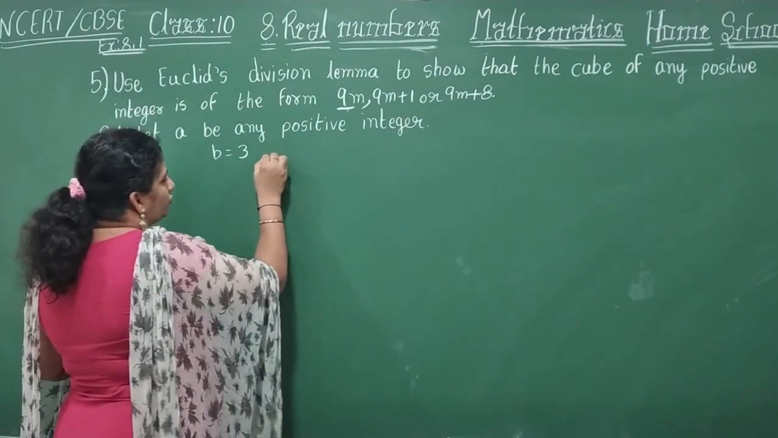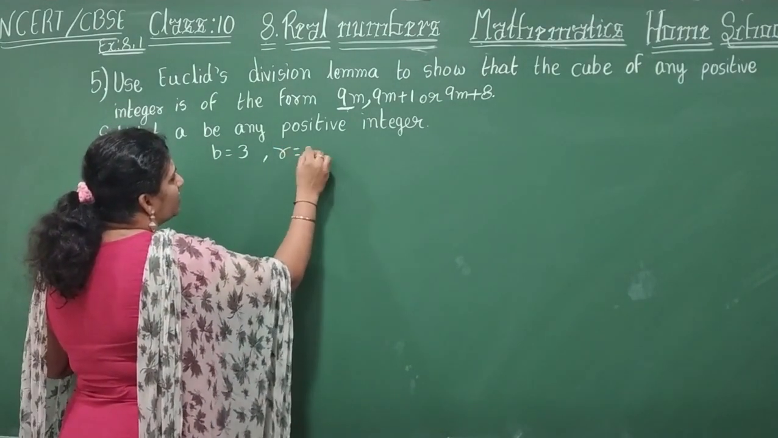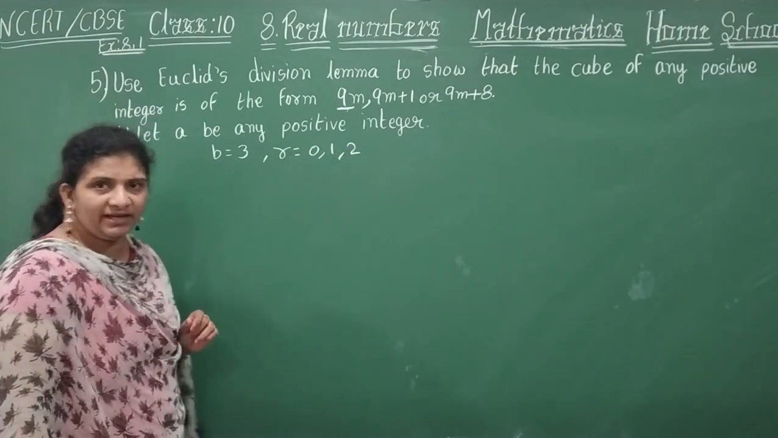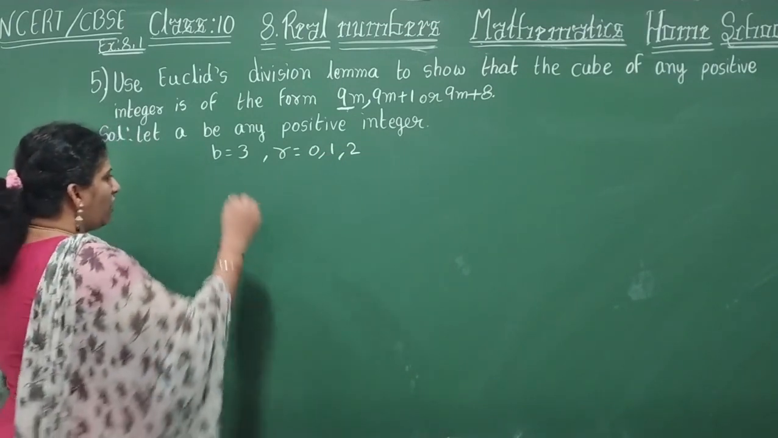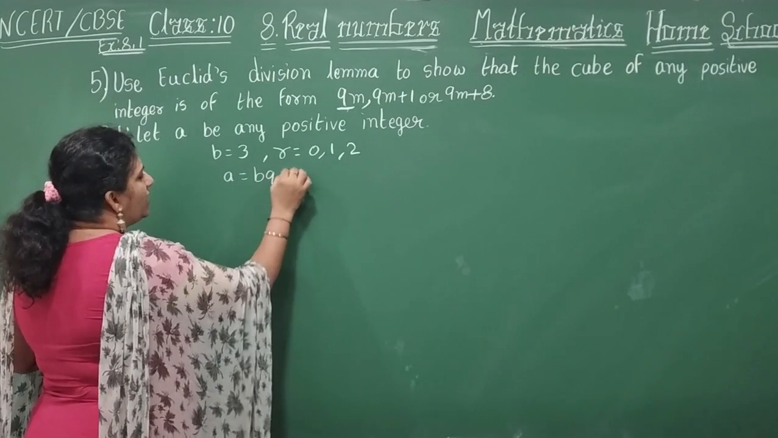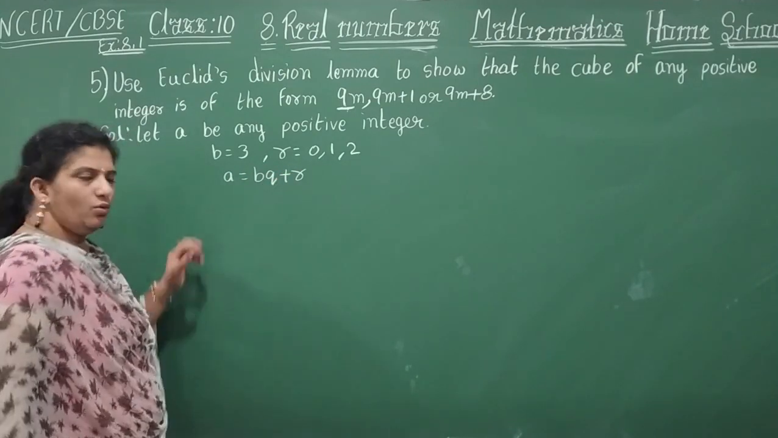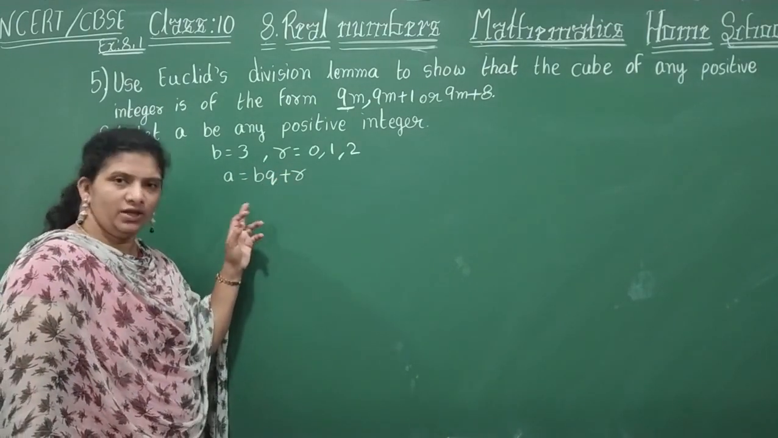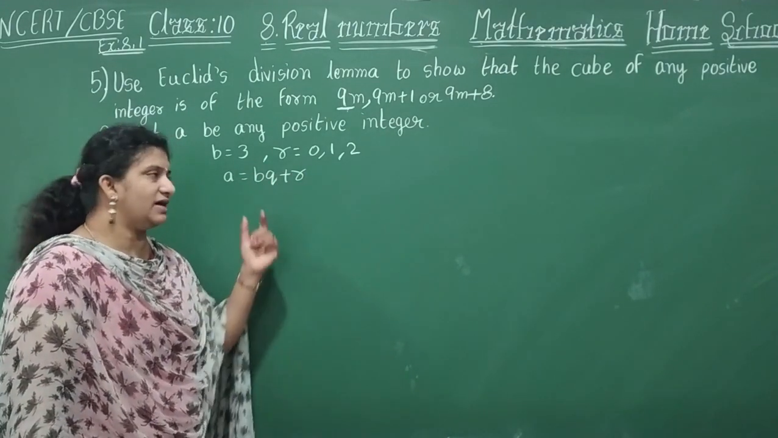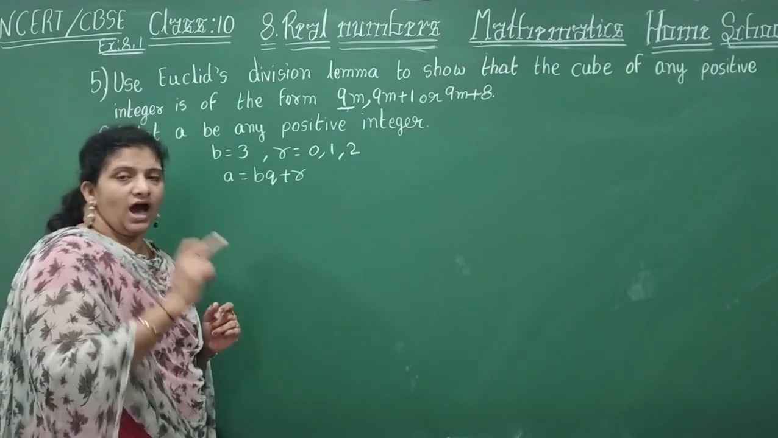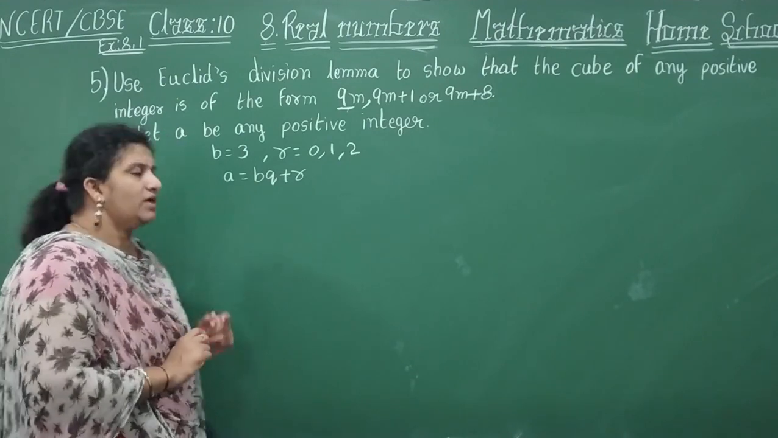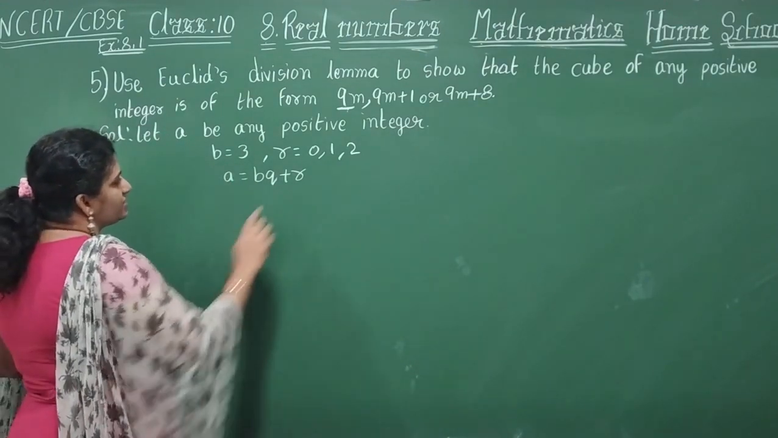If b is equal to 3, what are the remainders here? 0, 1, 2. You can guess your remainders, children. Okay. So now what's your Euclid's division lemma? a is equal to bq plus r, where a and b are any two positive integers, q and r are unique integers that exist, and the condition is r is greater than or equal to 0 and less than b. So now, how many cases are you going to get here?